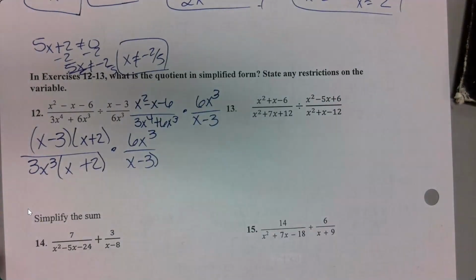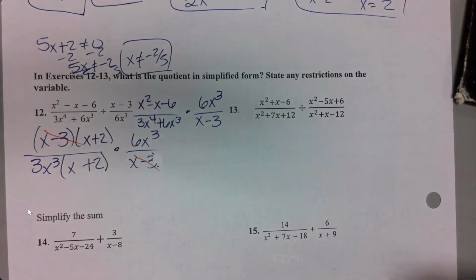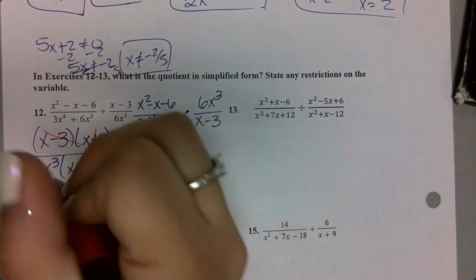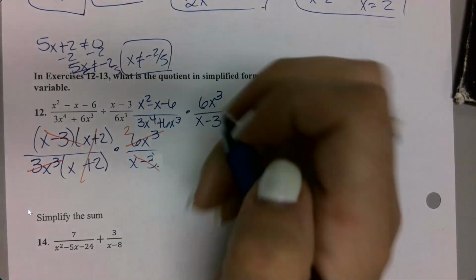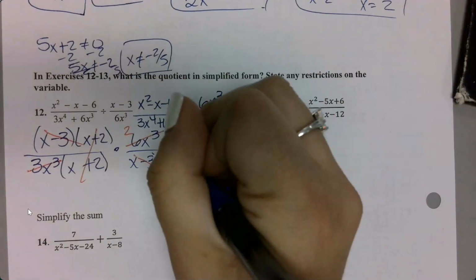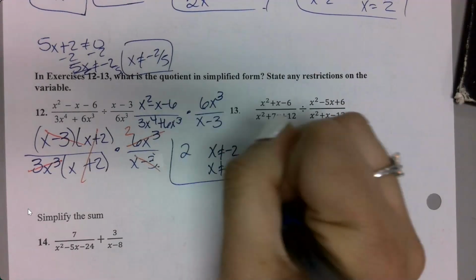Oops, that's not in parentheses. So, things I can cancel out: I have an x minus 3 on the top and bottom, I have an x plus 2 on the top and bottom, I have a 3x cubed on the top and bottom. This is just going to leave me with 2. And then x can't equal negative 2, x can't equal 3.